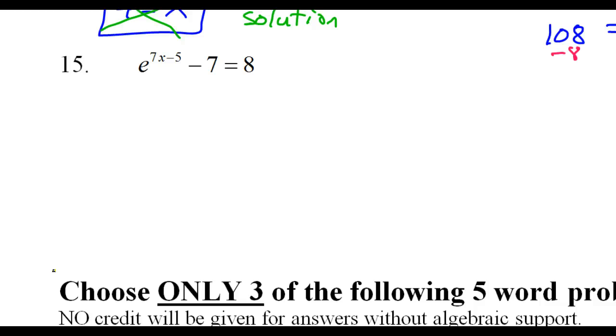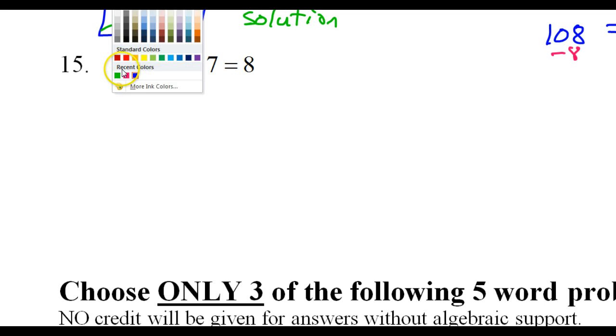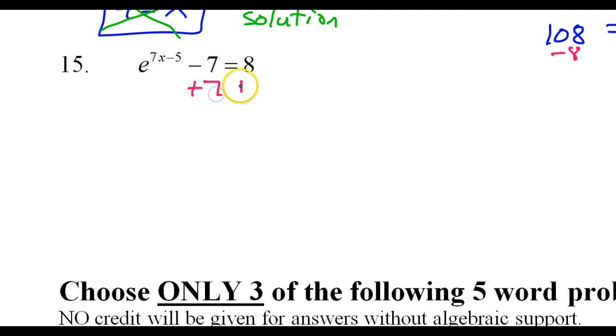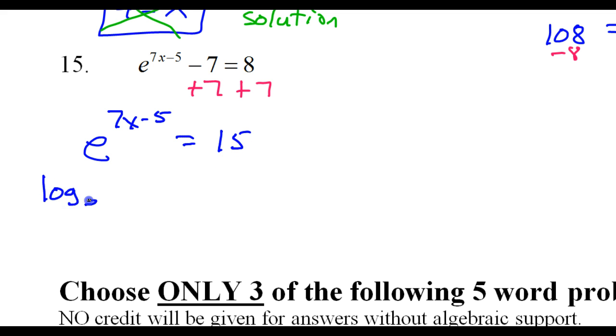Alright, number 15. Have to solve this one. Let's add 7 to both sides. That's going to give us e to the 7x minus 5 power is equal to 15. Now let's rewrite this in log form. Normally that would mean log base e of 15 equals 7x minus 5, because once you go to log form, these two parts are going to change sides of the equation. But we never write log base e. Log base e is natural log, so we just write natural log 15 equals 7x minus 5.